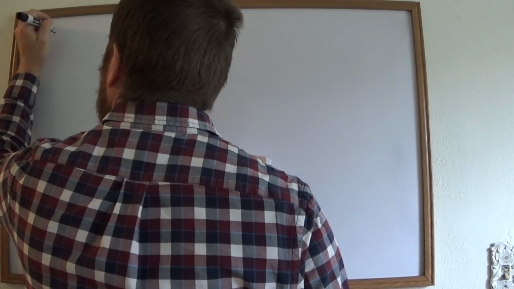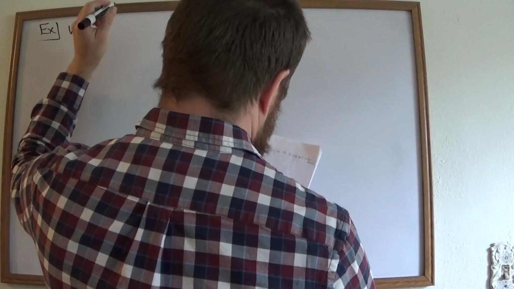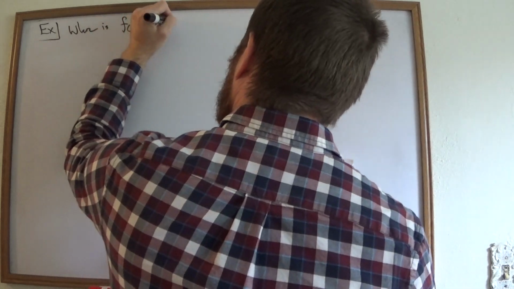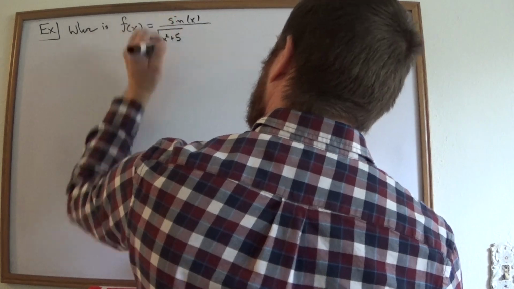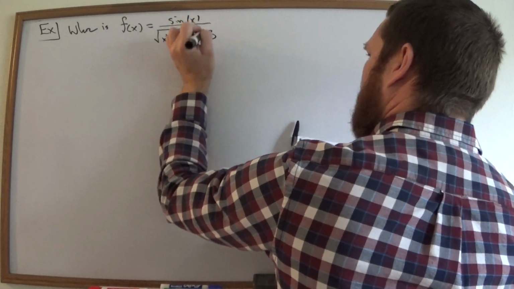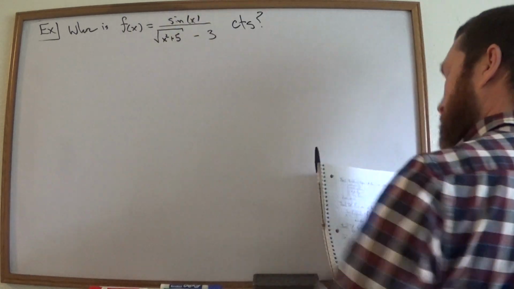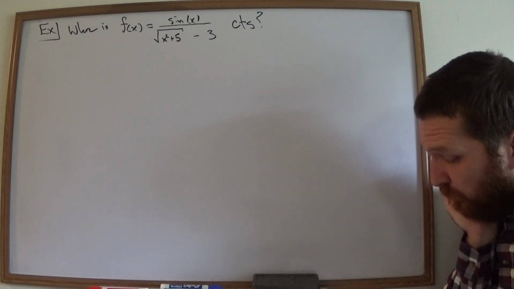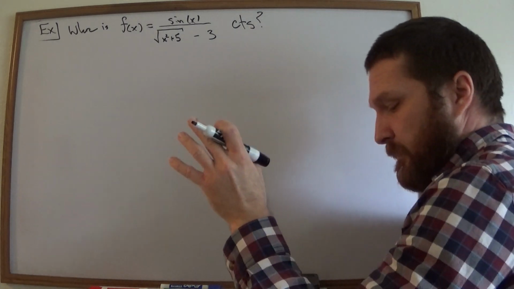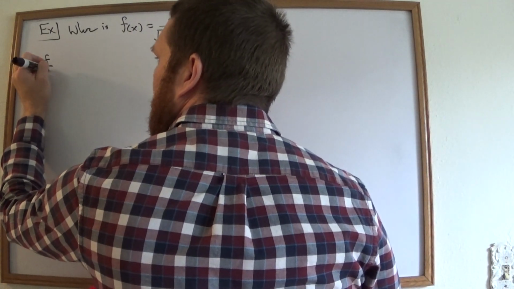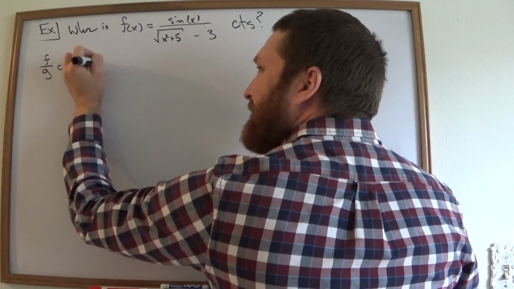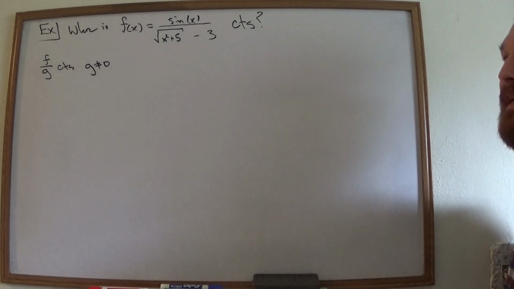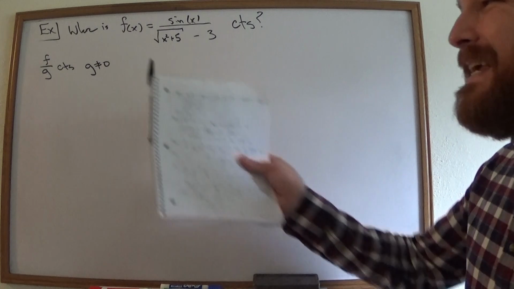Okay, here's an example. Where is this function, f of x, which is sine x over the square root of x squared plus 5, minus 3, continuous? I'm just going to walk you through the reasoning here. From one of the theorems we had, if f and g are both continuous, then f over g is continuous wherever g is not equal to 0. So if we could find an a where that is equal to 0, then we'll know it's not continuous there. But that's if f and g are continuous.